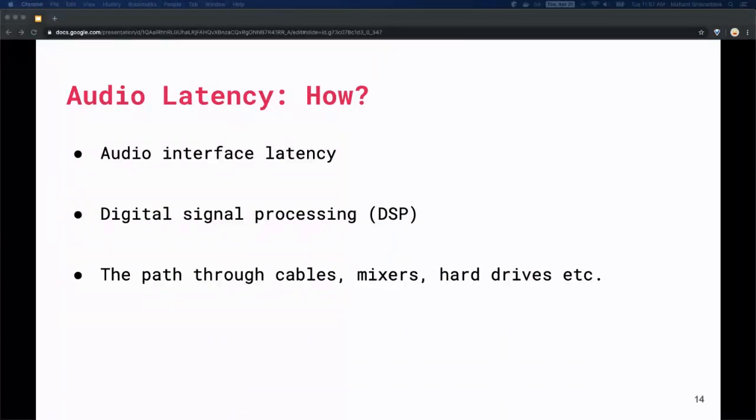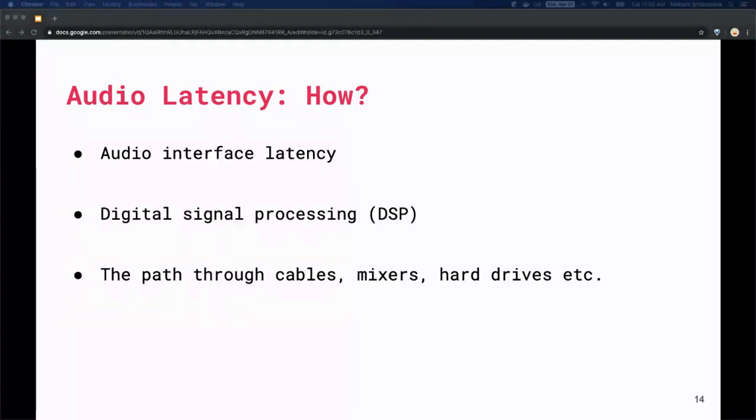In that sense, what we need to understand is that audio in itself needs to travel through different components in a system to be delivered through a speaker, right? So imagine your audio being recorded from a microphone. That is an analog signal, and it needs to get converted into a digital signal. Then when it is played back, the digital is converted back to analog. That is your audio interface latency.